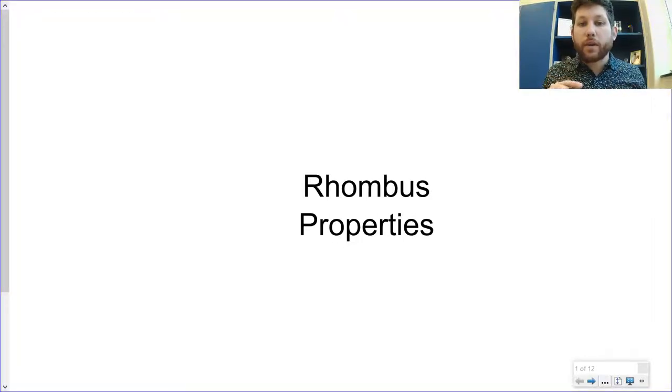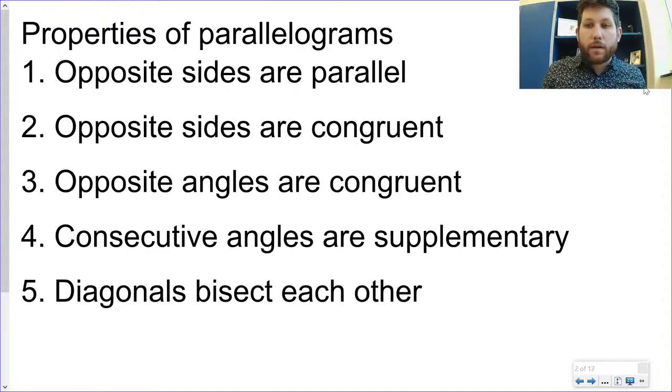In this video, we're going to take a look at properties of a rhombus. Now, before we do that, we need to review our properties of a parallelogram. Now, you might be saying, well, if we're going to learn about a new shape, why do we need to know about things from a different shape? Well, we're going to learn about that in a second, but first let's review our properties of parallelograms.